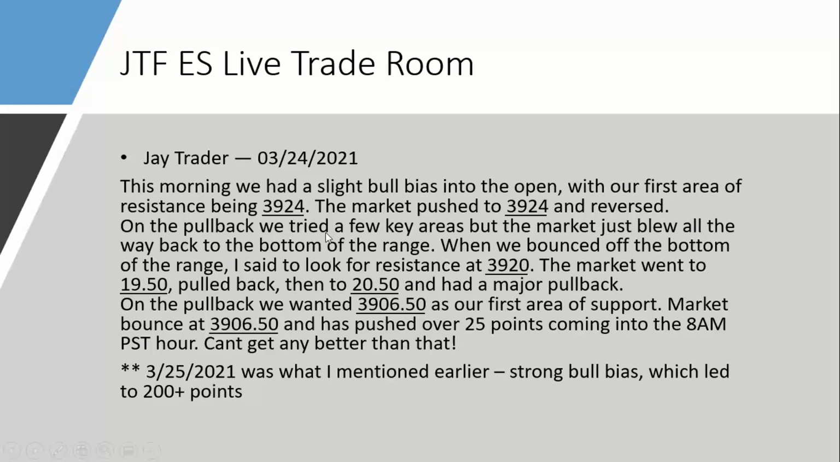Now, on the pullback, we definitely had a few small stop outs, because on that pullback, there were definitely 2 really nice key areas where we had confluence, where it made sense for the market to pull back to and bounce. But the market, if you remember back to that day, got to 24, and then it was just kind of like a bloodbath all the way down, and it just blew through everything on the chart. So when we bounced off the bottom of that range, and after we had blown through all that, I then said, let's look for resistance at 39.20 because it made a lot of sense.